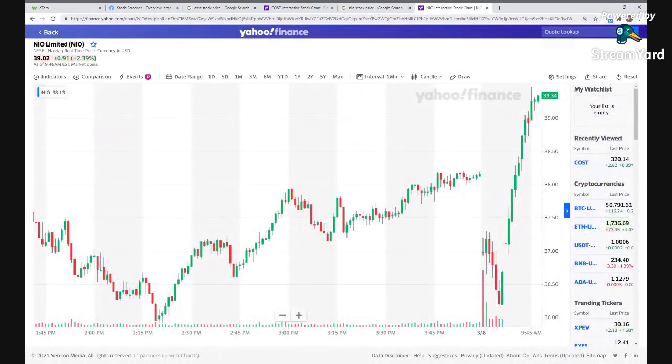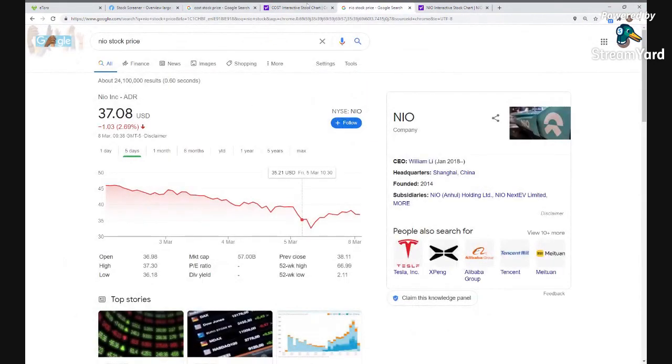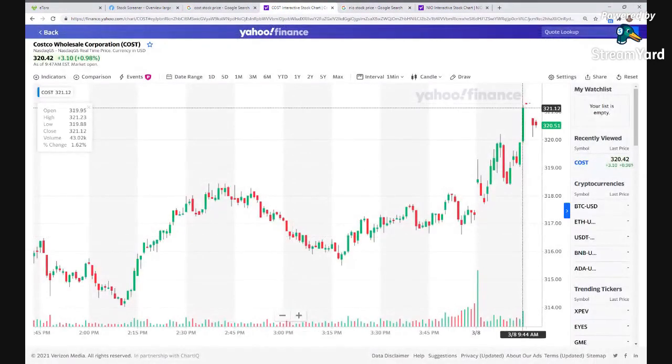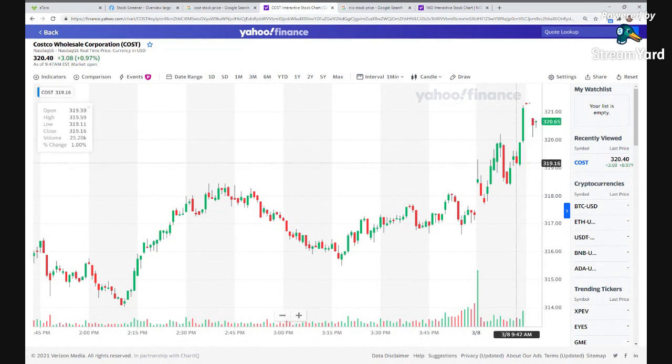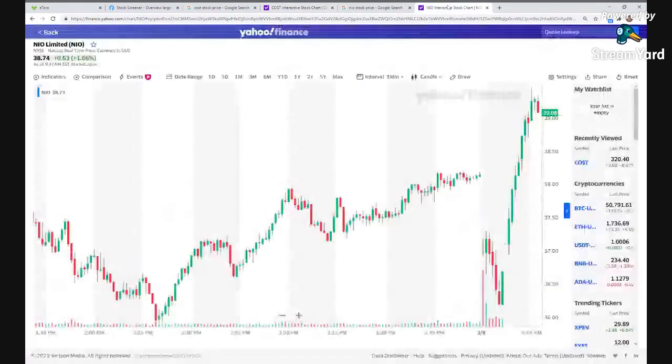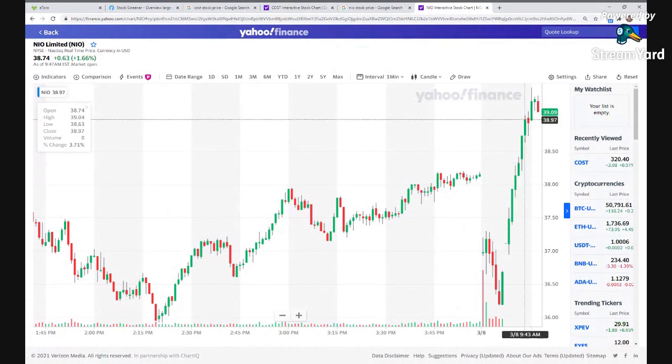So I'm going to be watching these stocks now, guys. I'm going to be watching Neo to see what it does. I'm going to be watching Tesla. I'm going to be watching Costco to see if I can invest the last 150 in Costco if it comes back down a bit. And also, I'm going to be watching Neo here.